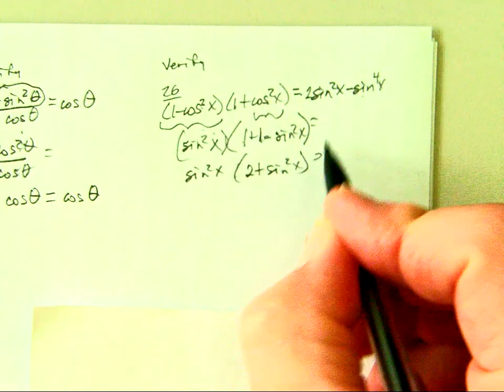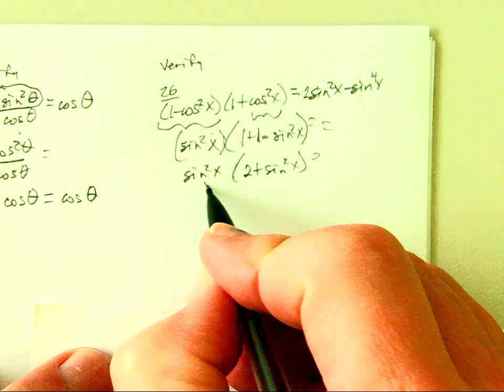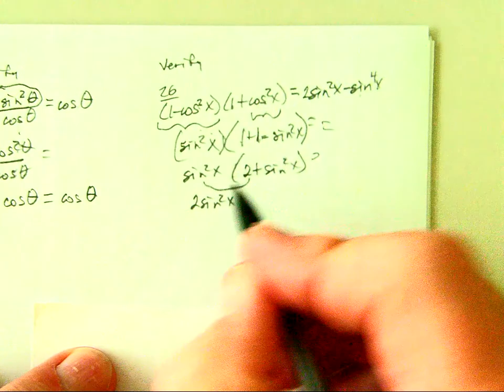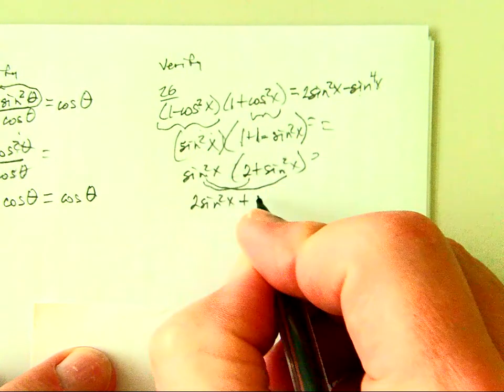Well, if you saw something like this in algebra, you'd say, oh, it's time to distribute. Let's do that. If we take sine squared times 2, we just get 2 sine squared. Then if we take sine squared times sine squared, that's sine to the fourth.